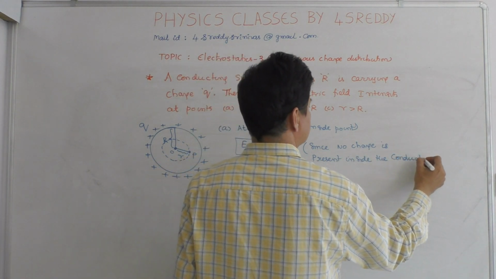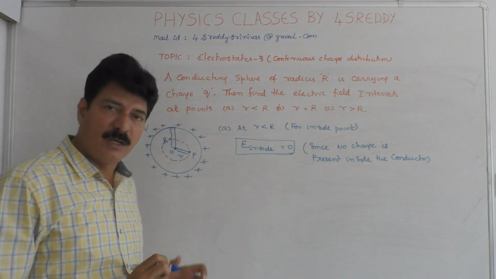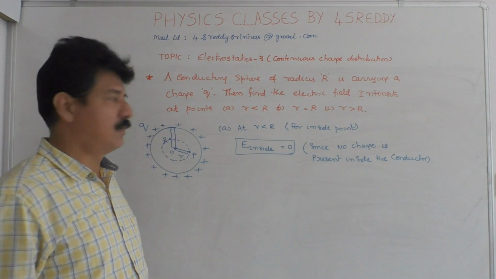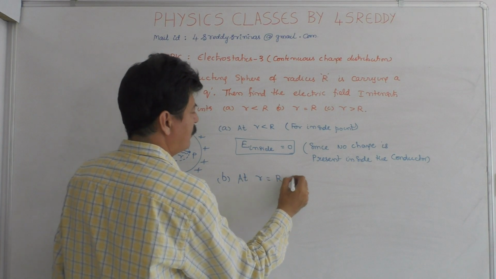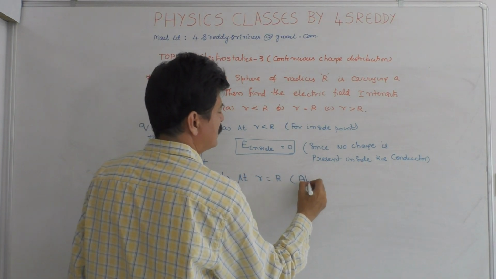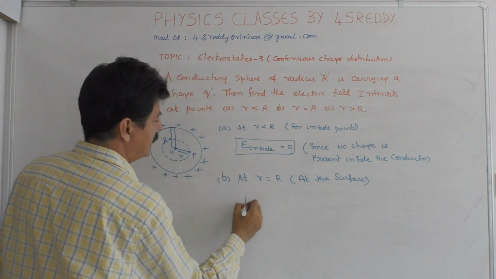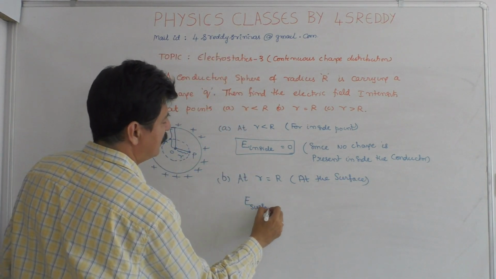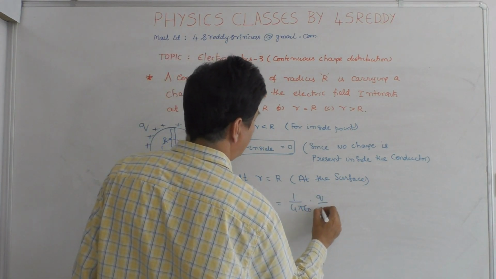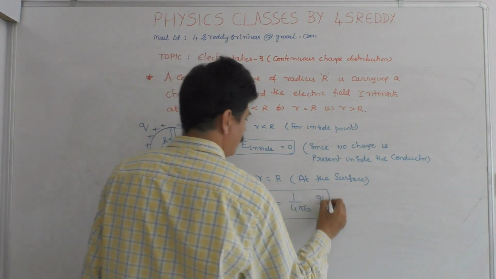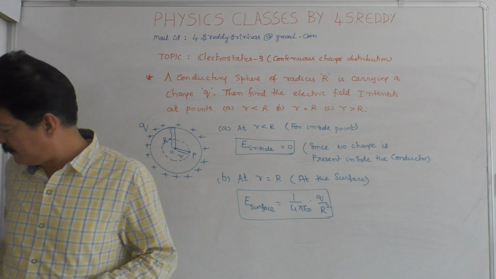No charge is present inside the conductor, because for any conducting sphere all the charge resides only on its outer surface. B, at small r equal to capital R, that is, at the surface, E at the surface is given by 1 by 4 pi epsilon naught into Q by capital R square, because the entire charge is residing only on the outer surface.